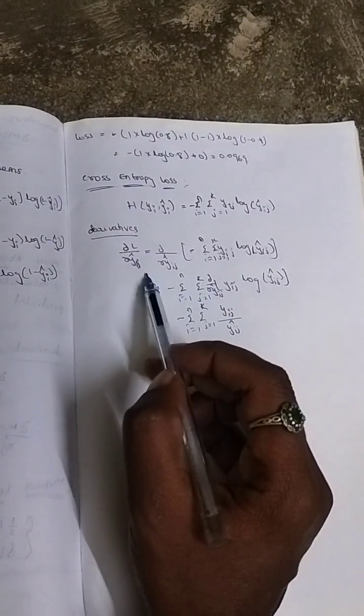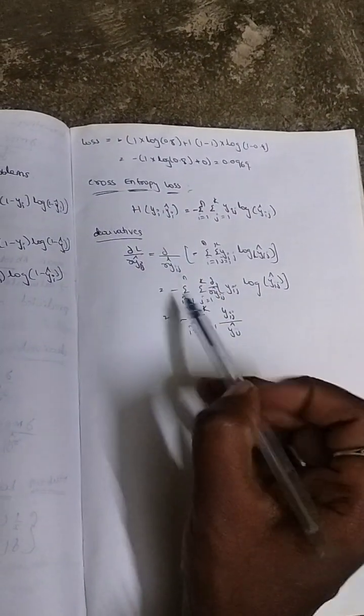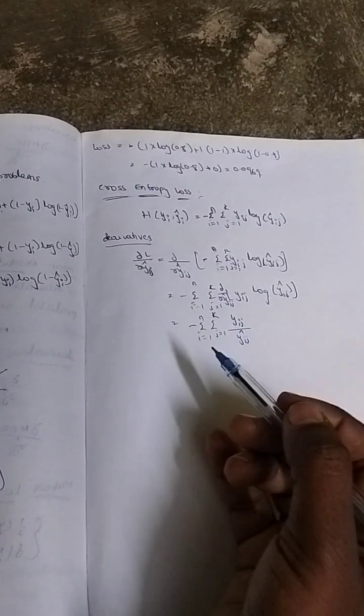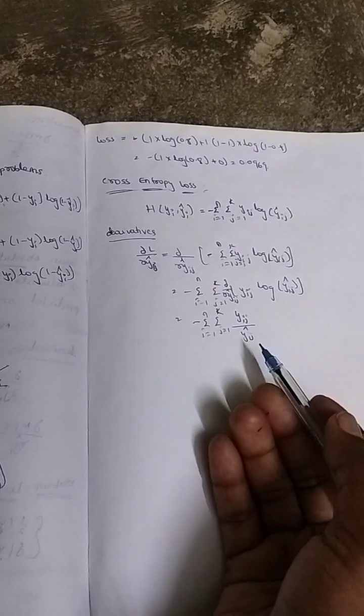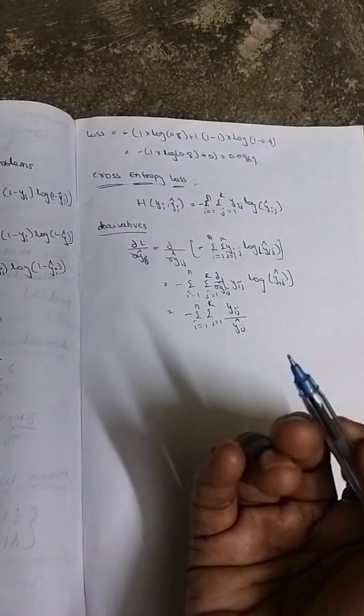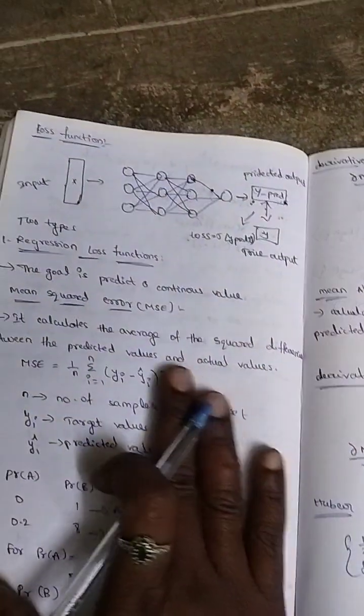Here this is the cross entropy loss derivative. The advantages of categorical cross entropy loss are that it is suitable for multi-class classification, differentiable, and widely used in neural networks. And the disadvantage is that it is not suitable for sparse targets. These are all loss functions.